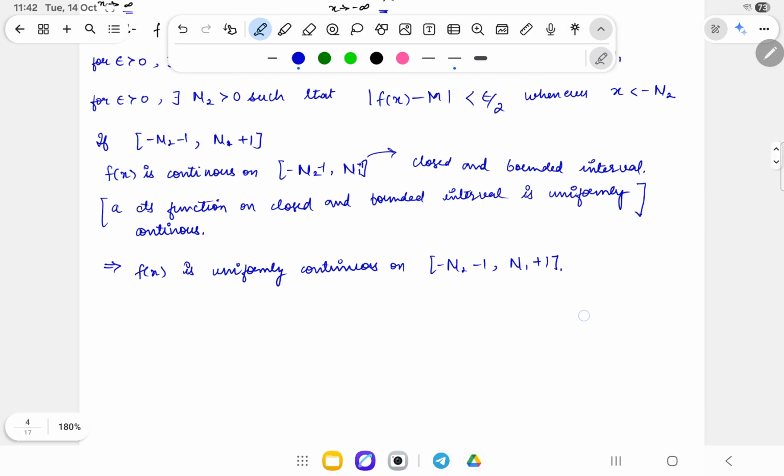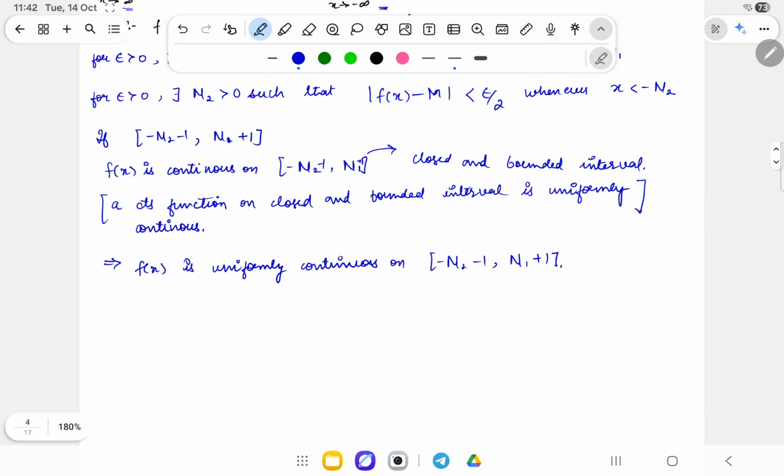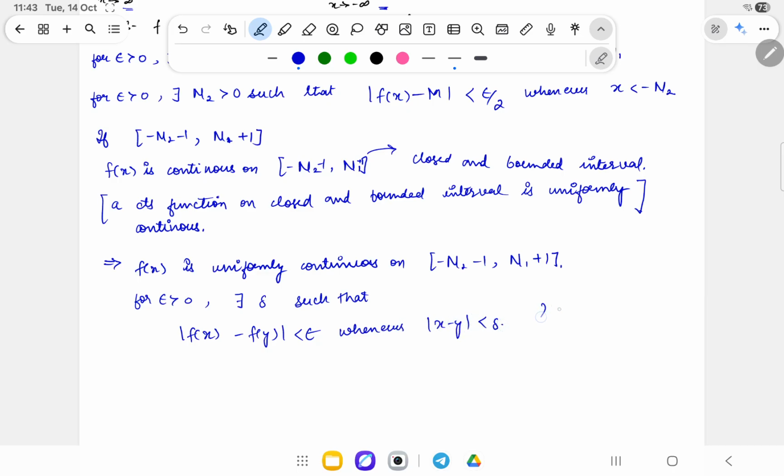Now in order to prove that it's uniformly continuous throughout, we need to get a delta that works for all the cases. So for example, in this case, since we got it uniformly continuous in this interval, for given epsilon greater than 0, there exists a delta such that mod of f(x) minus f(y) is less than epsilon whenever mod of x minus y is less than delta, and here x, y lie in this interval, that is minus n2 minus 1 to n1 plus 1.